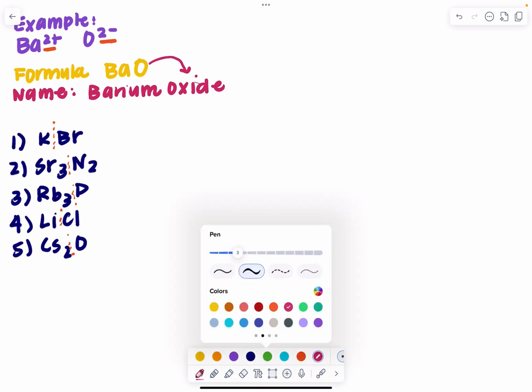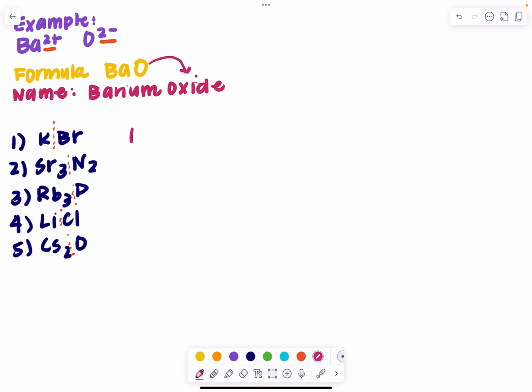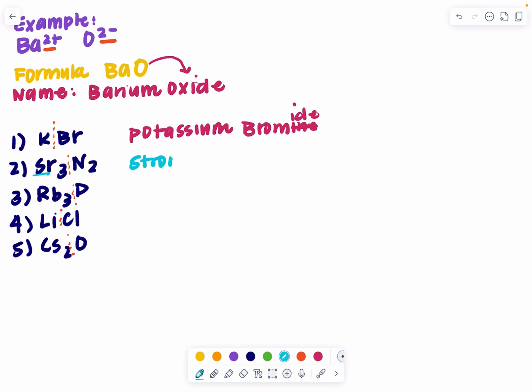And then we just take the cation. So for the first one, we have K. We don't change the name of the cation, so it's potassium. And then we have bromine on the periodic table. But again, instead of writing bromine, we change the ending to IDE, so it's bromide. The next one, I know there's a 3 and a 2. Again, we'll talk about that in a second. But the Sr on the periodic table is just strontium. Don't change the name. And then we have nitrogen, so it's nitride.